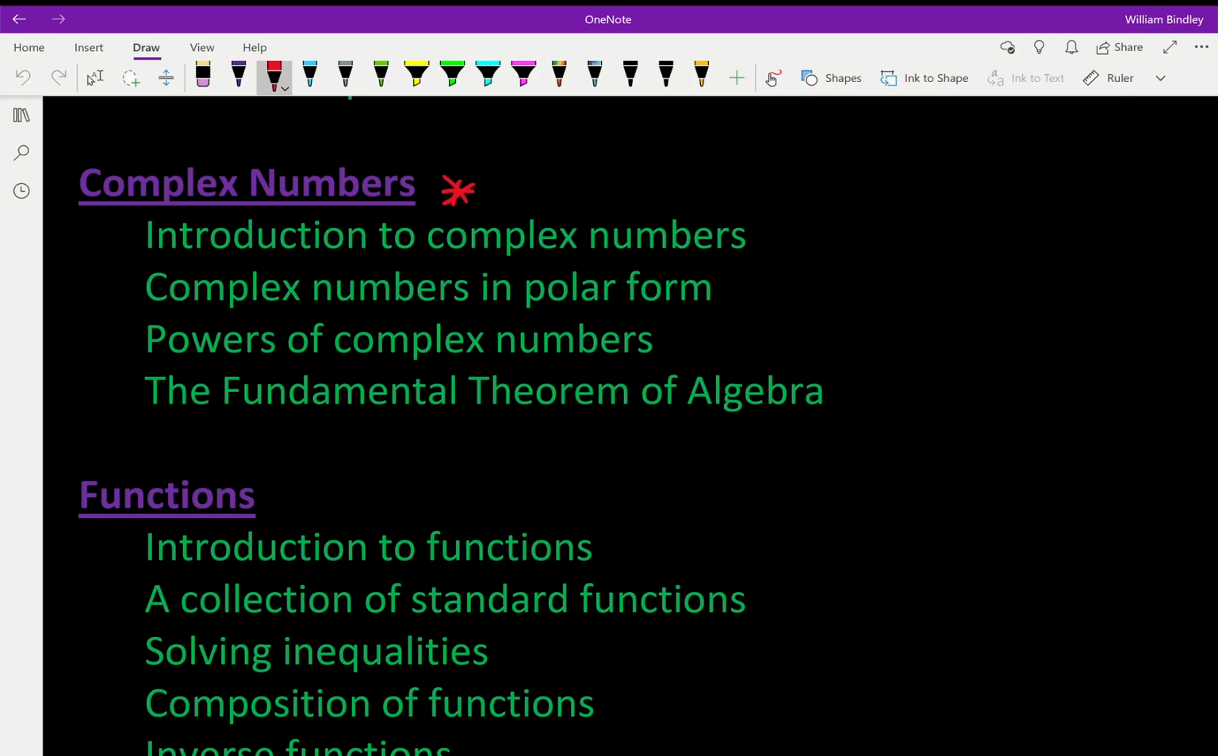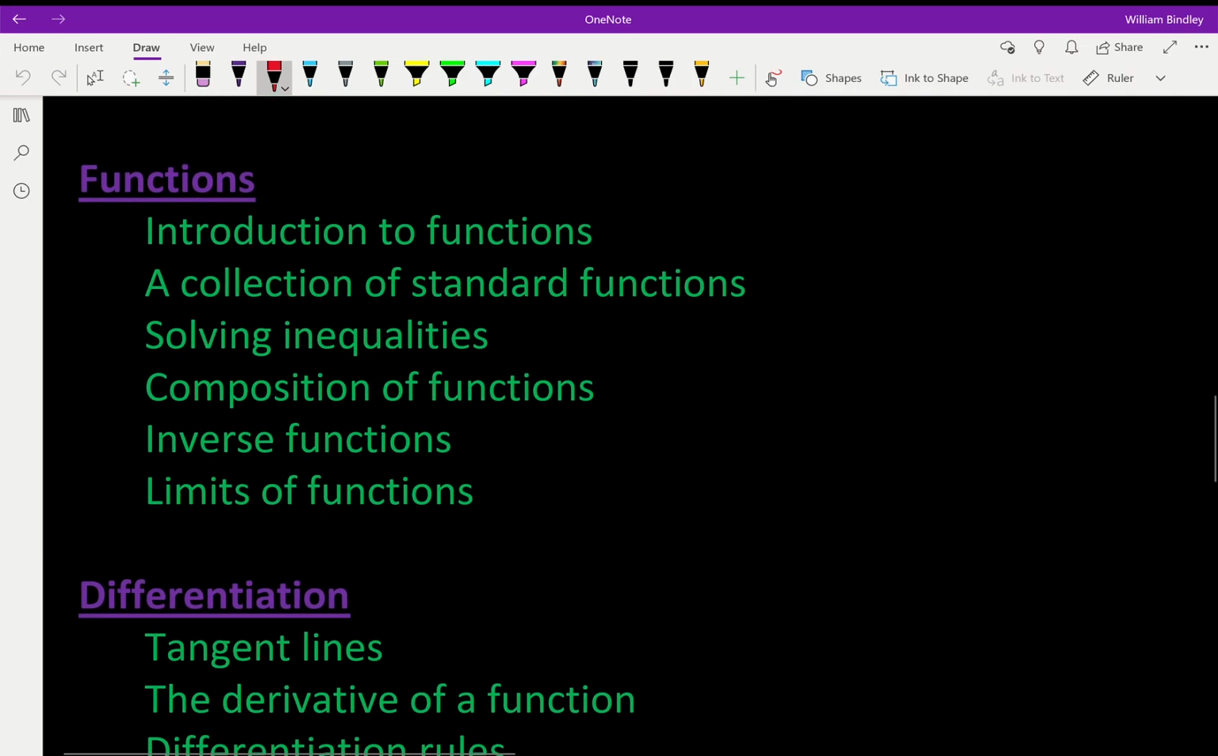So I'll introduce complex numbers and then talk about complex numbers in polar form, and we'll talk about the powers of complex numbers, so we'll be able to find powers and roots of them, and then we'll talk about the fundamental theorem of algebra. After that, we'll be in a good place to move on to functions, which I'll introduce, and then I'll go over a collection of standard functions that you are going to want to have a handle on because they crop up all the time.